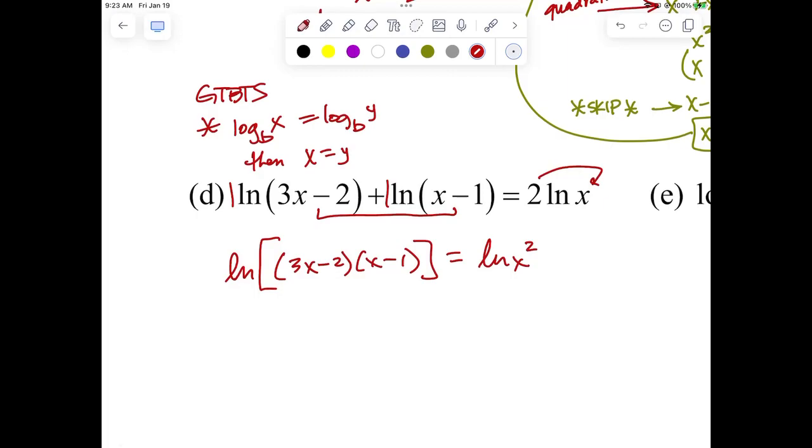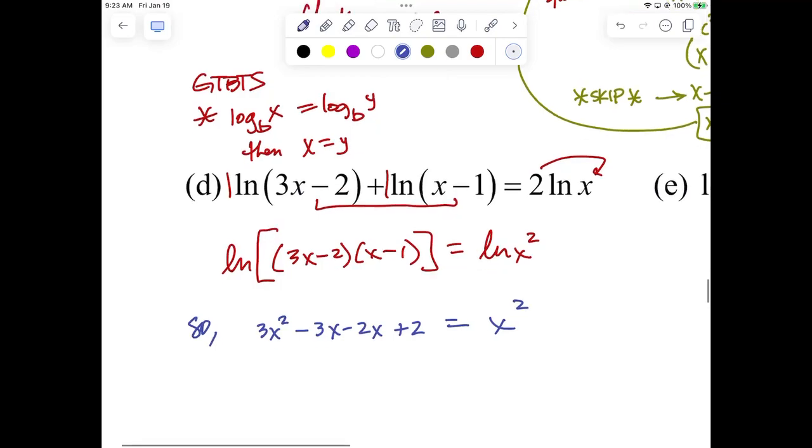Do I have the bases the same on both sides now? Yes. So you can either e both sides, or you could just say so, which would be by the theorem. And let's go ahead and multiply this out here. We'll get 3x squared minus 3x minus 2x plus 2, and that'll equal x squared. We equate the arguments.